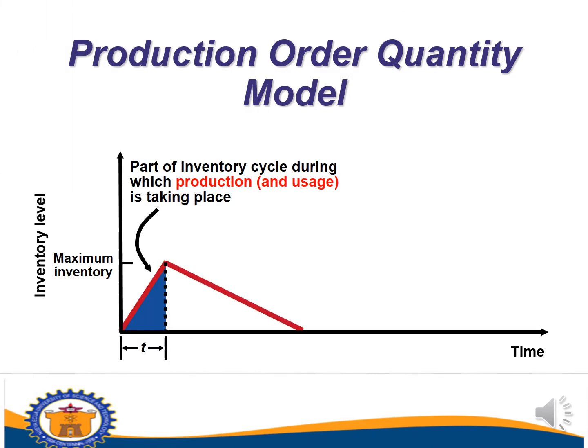The production order quantity model is used in production environments to determine how much inventory will be produced based on the economic order quantity and the demand for the product. For example, the economic order quantity might be 15 products and the customer demand might be 5 per day, which might mean that every 3 days, 15 products will be made.